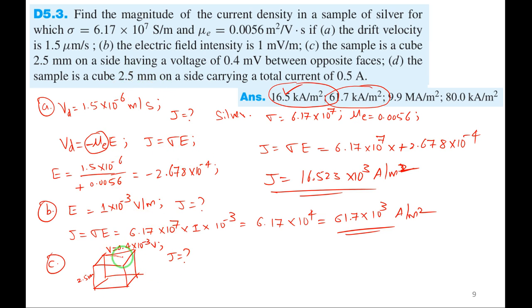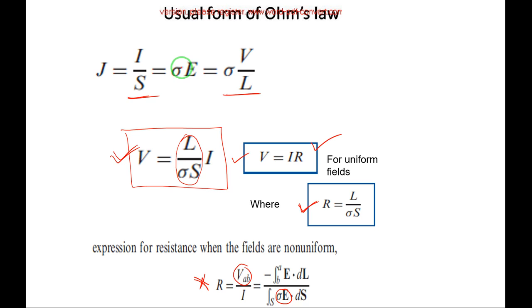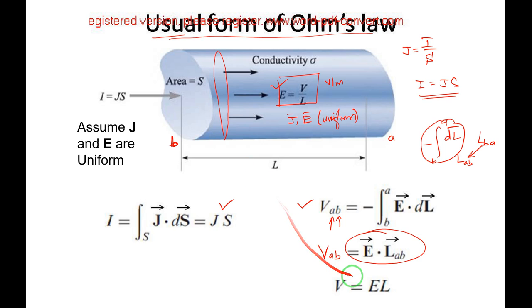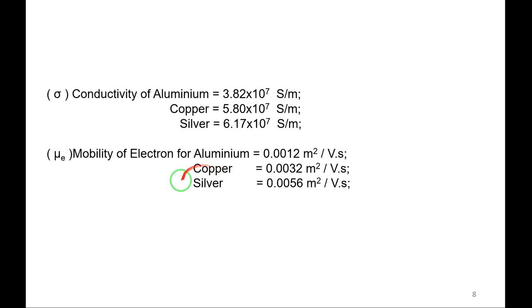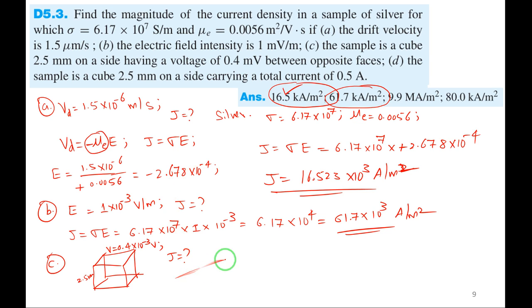The potential difference between two phases is given. We know the sides. We need to calculate J in this case. Let me check how to calculate. Let me try to use the equations here. Can we use this? V equal to EL, the potential difference between two phases. V equal to EL is possible here.